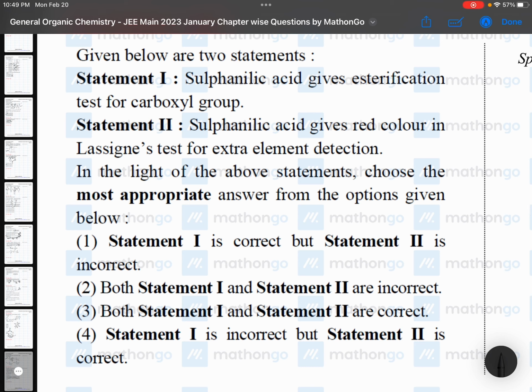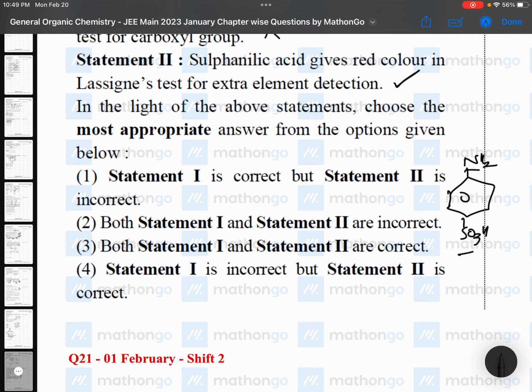Given below are two statements. Sulphanilic acid gives the esterification test for carboxyl group. Sulphanilic acid gives a red color in Lassaigne's test for extra elemental detection. This is right because sulfur and nitrogen are both there, and esterification test is not given by this. So this is wrong, this is right. You know sulphanilic acid, what is it? A benzene ring with NH2 and SO3H. As nitrogen and sulfur both are there, it gives red color.